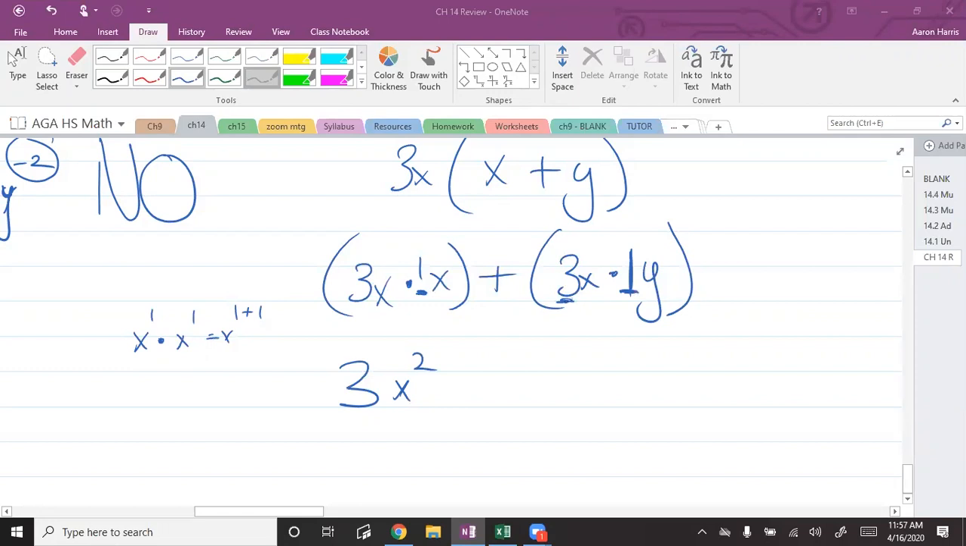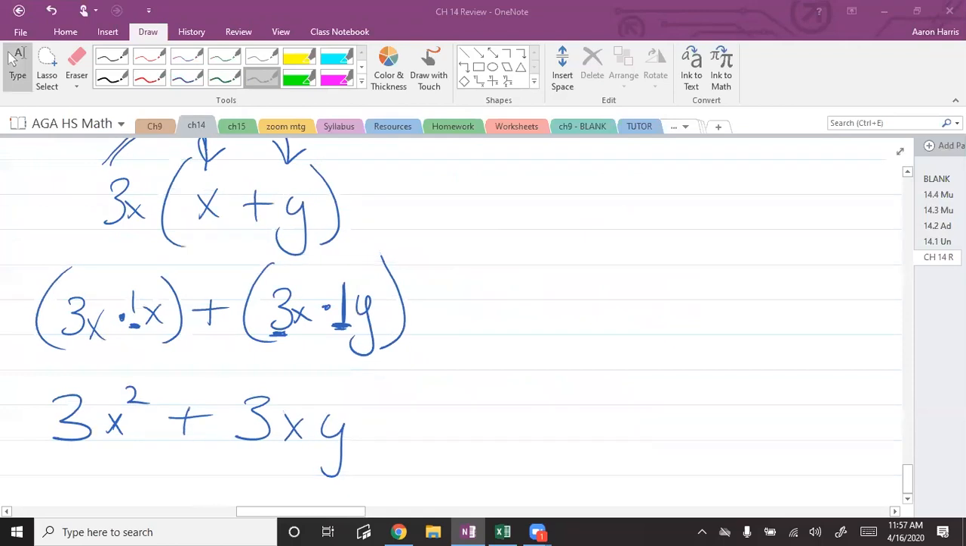What are the coefficients? It's 3 and a 1. So 3 times 1 is what? 3. X times y is what? XY. And that's your answer. Does that make sense?